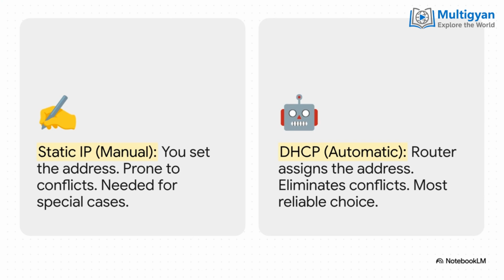See, with a static IP, you're doing all the work manually, which is why things can go wrong. With DHCP, your router acts like a traffic cop and automatically hands out a unique, conflict-free address to every single device that connects. Honestly, unless you have a very specific reason for a static IP, like running a server or port forwarding, just switching to automatic or DHCP is the simplest, most reliable way to go. It's literally designed to prevent this exact problem.